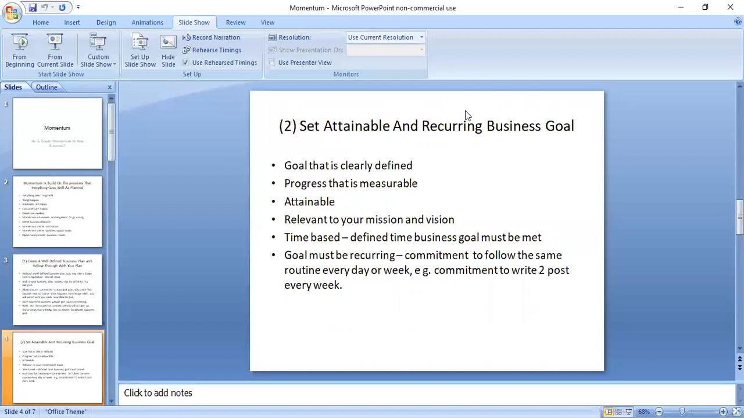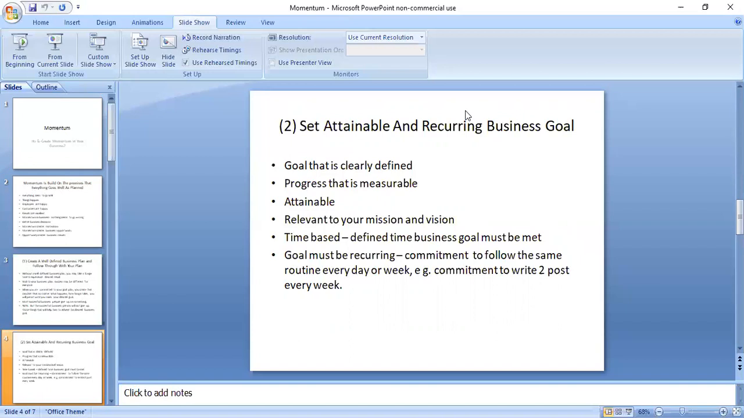You should have a time base, whereby you have a definite time period set aside in order to achieve it. Without that time frame established at the start of your goal, you may run into difficulty because you may fall off track. So you're going to set a time frame in order to accomplish that goal. Now you have to have the goal recurring. By that I mean a recurring goal is a commitment to do something every day or every week, following the same routine, the same pattern. For example, you are committed to write 2 posts each week.